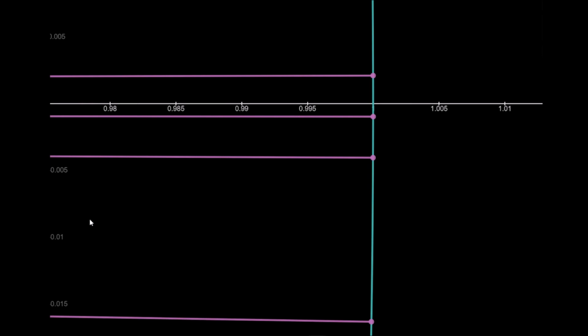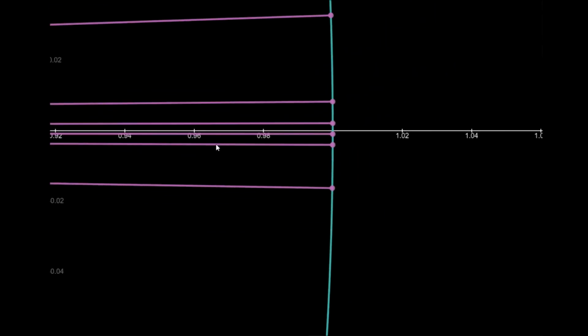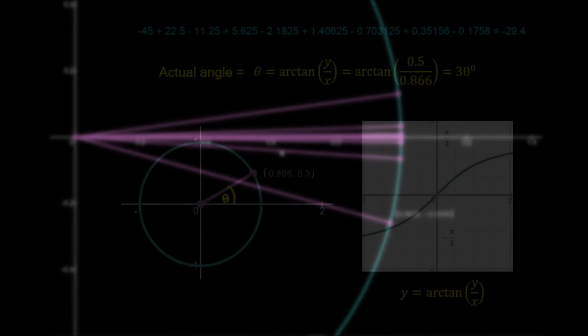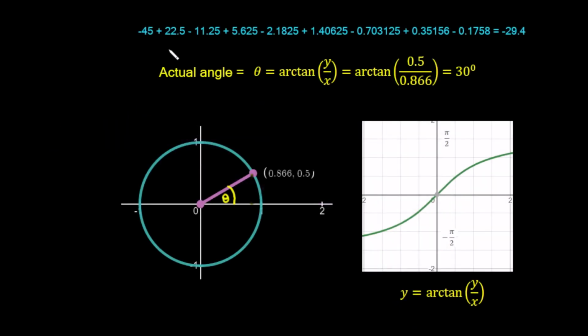Now in each case, if we add up and subtract off the angles, we're going to get the hidden angle. So let's go ahead and add and subtract those numbers. We started off with subtracting off 45 degrees, and then we added on half of it, which is the 22.5, and then subtracted off half of it again, which is the 11.25, and so on and so forth for all of the 9 iterations.